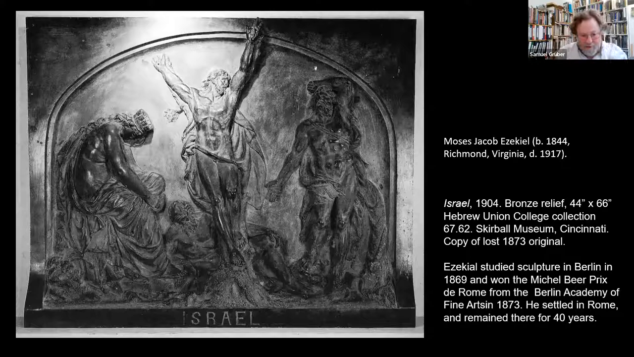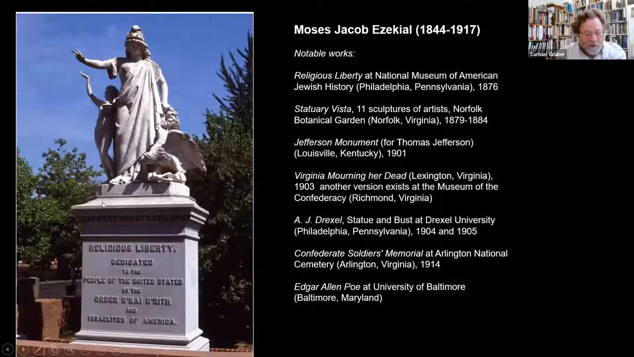Today, Ezekiel's best known work is this one called Religious Liberty. It was made in 1876, although it wasn't finished in time for the Philadelphia centennial celebrations. It would have been appropriate right there in Philadelphia, the birthplace of liberty. Today, it has been moved from its location in Fairmount Park, and it's on Independence Mall, right in front of the National Museum of Jewish History. So it's once again very prominent.